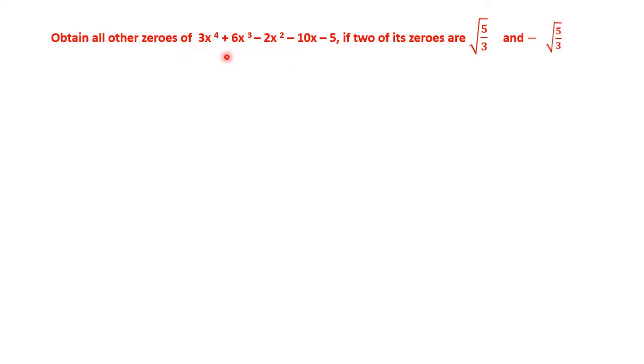Now why do we need two more zeros? As you can see in this polynomial, the degree of the polynomial is 4. Hence it will have at most 4 zeros. At most 4 zeros means already we are having two zeros and we need to find two more zeros.